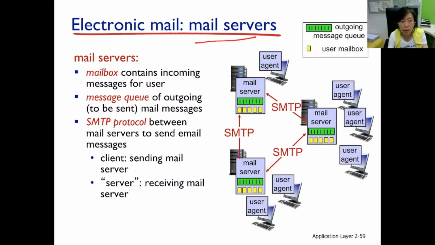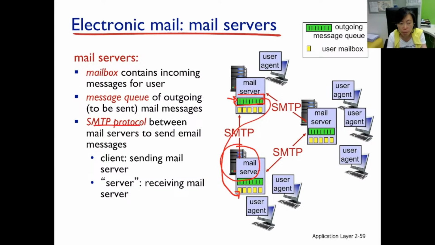Now the mail servers. They have three major components. The mailbox contains all the incoming messages per user. These are the yellow boxes. When emails come in, they will be sorted out and put into the mailboxes depending on who the receivers are. Second component, the message queue. Those are the green queues over here. Messages that are going out will be stored here temporarily, waiting for the receiving mail server to open up and accept the emails.